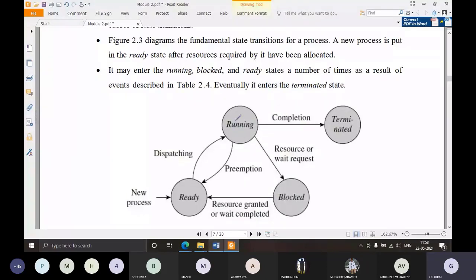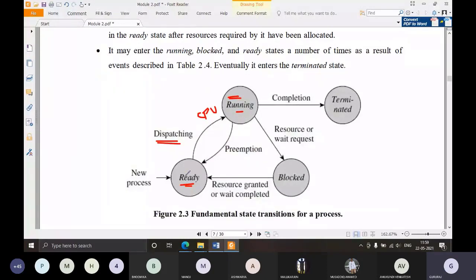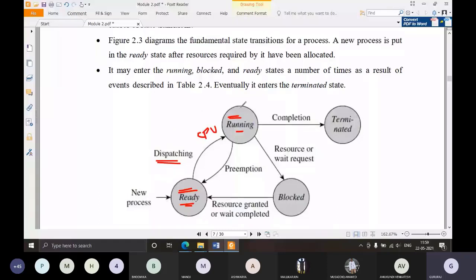First we will start with ready. A ready process's state is changed to running whenever it is dispatched. Dispatch means it is selected to be given the CPU. Once it is given the CPU, it will change to running. A running process will transition to ready if the process that was given the CPU is preempted because some other higher priority task comes, so the present process will be paused. In that case, it will enter the ready state.